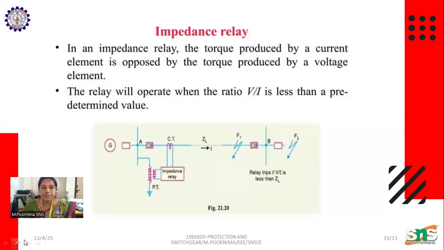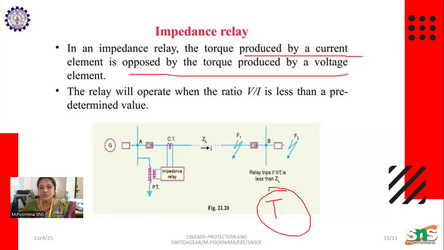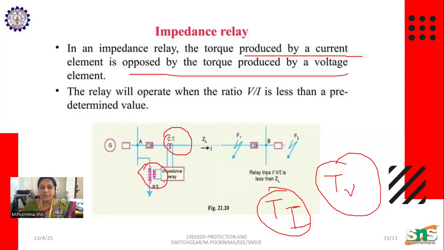So here in the impedance relay, the torque produced by the current element is opposed by the torque produced by the voltage element. The current transformer is connected in series with the transmission line, and the potential transformer is connected in parallel with the transmission line. Both the torques oppose each other. Then the relay will operate when the V by I ratio is less than the preset determined value.